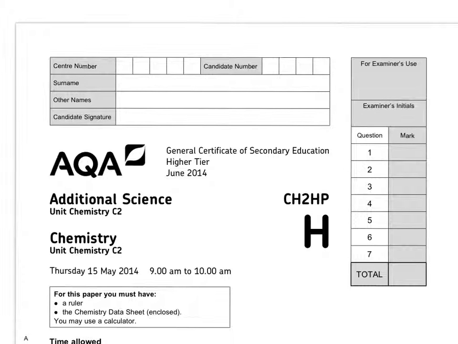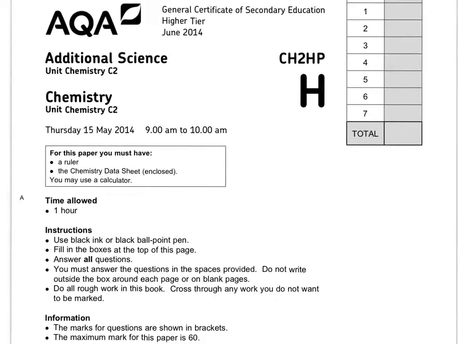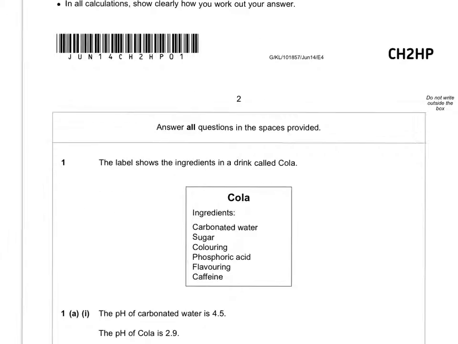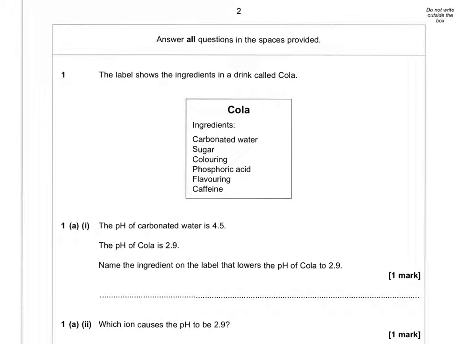Hello, and it's the C2 Walking Talking mock today from 2014, and as usual it starts with a fairly nice question that we should be able to get some marks on. So we've got a label, and it shows the ingredients in a drink called cola. We've got several ingredients here, worth just looking through them.